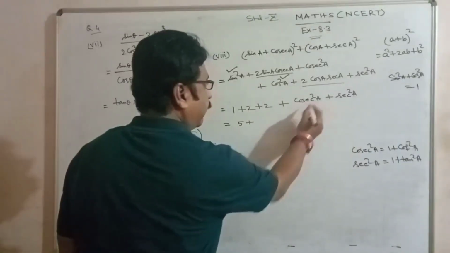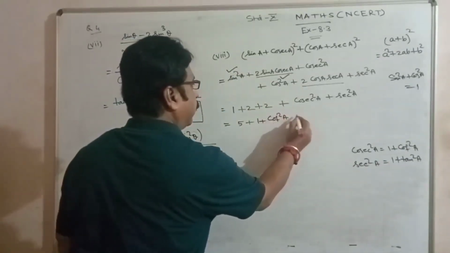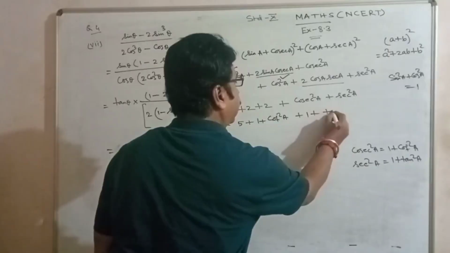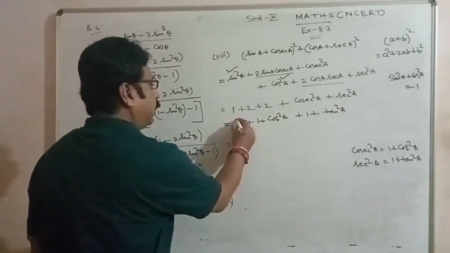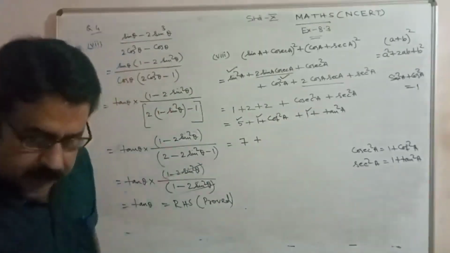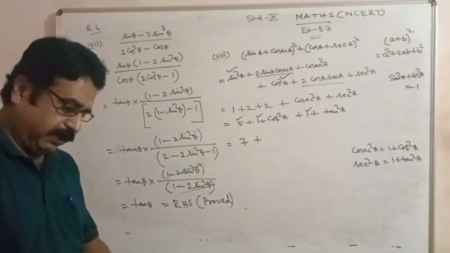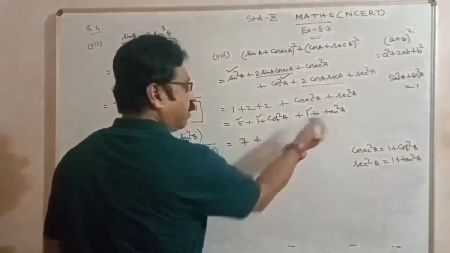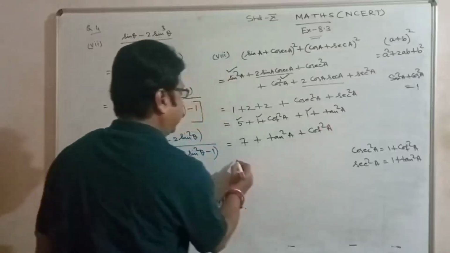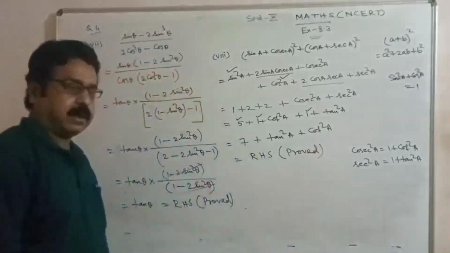So in place of cosec square A, we can write 1 plus cot square A. In place of sec square A, we can write 1 plus tan square A. Now this is 5 plus 1, 6 plus 1, 7. 7 plus, what you have to prove? 7 plus tan square A plus cot square A. So anyone you can write, cot square A or tan square A. Tan square A plus cot square A. That means RHS. Okay?